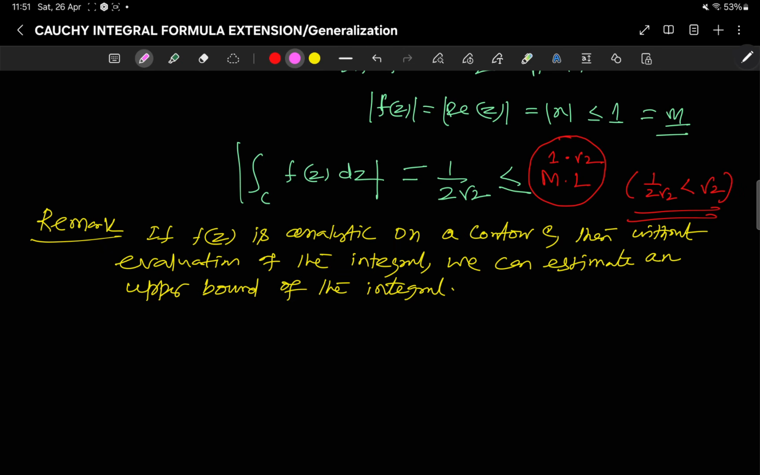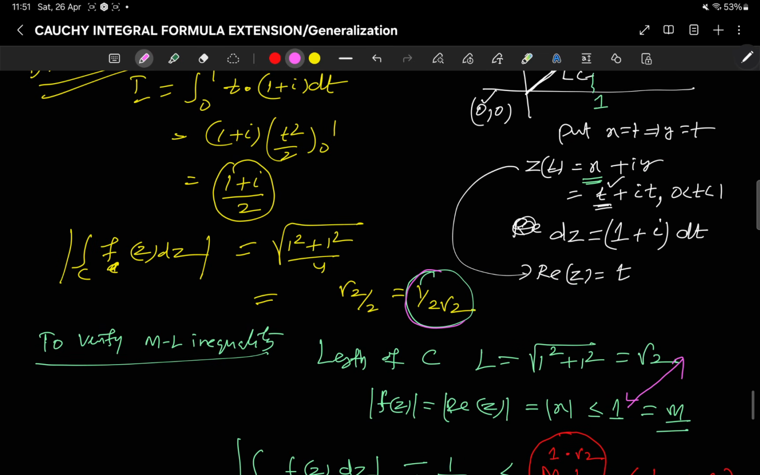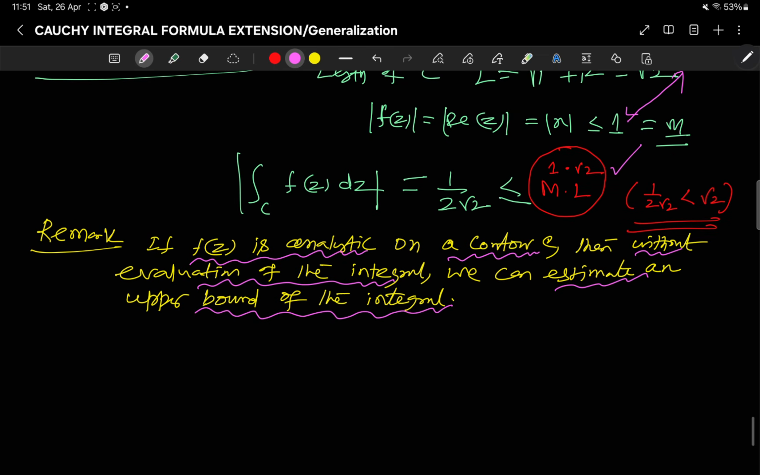So what is the role of the ML inequality? Without performing the integration, we just find an upper bound. After integration we find the answer, but here without integrating we just find an upper bound. So this is the role of the ML inequality. Once f(z) is analytic on a contour, the contour may be closed or open, that doesn't matter, then without evaluation of the integral we can estimate an upper bound of the integral. So this is the meaning of the ML inequality.